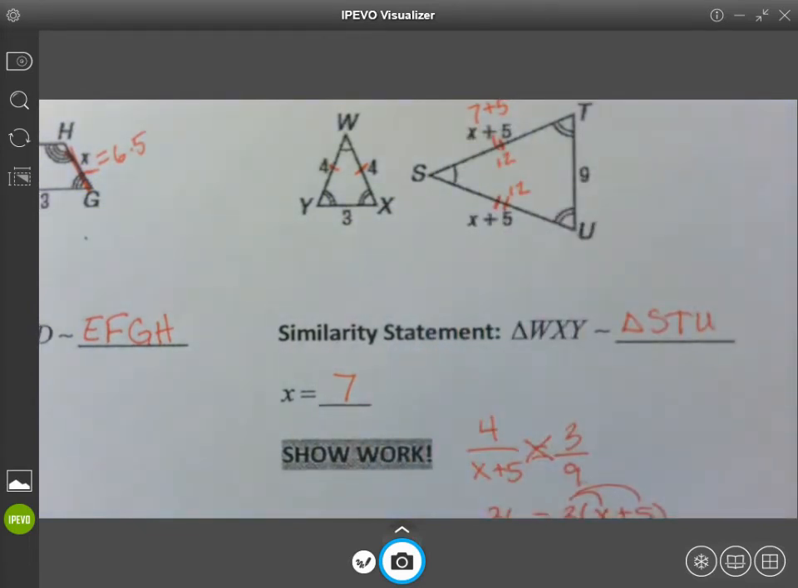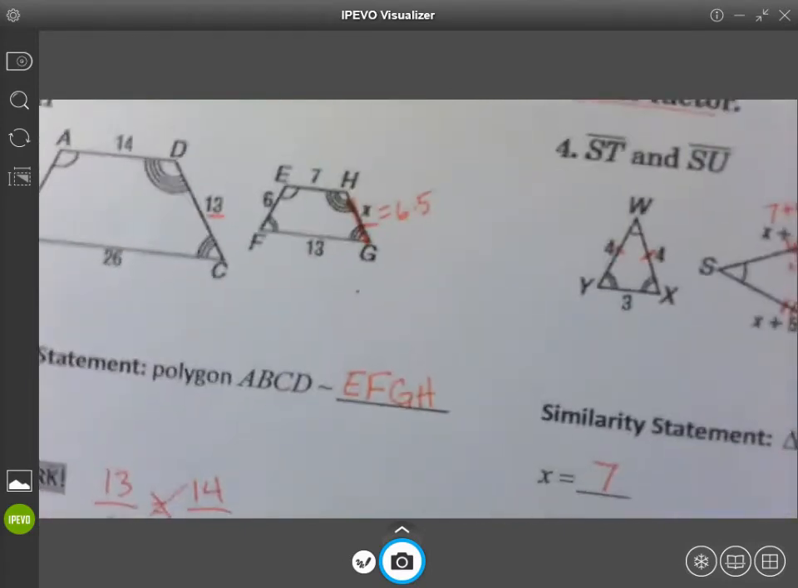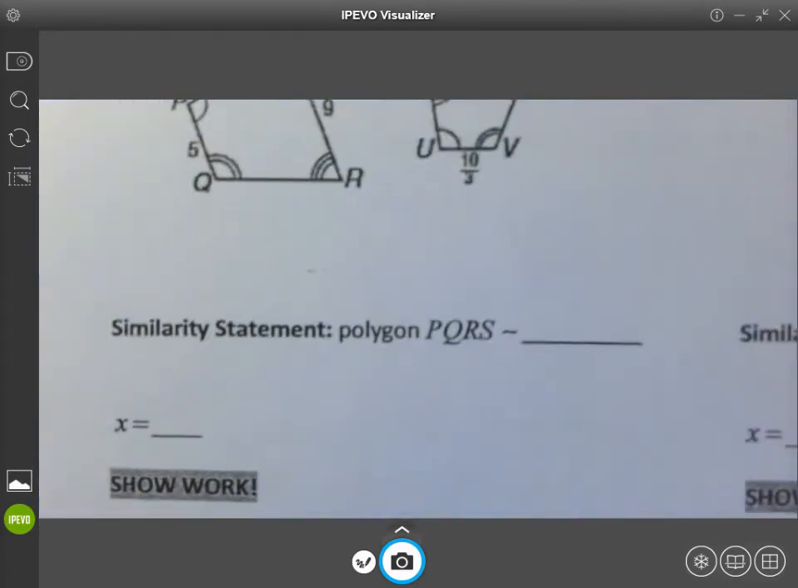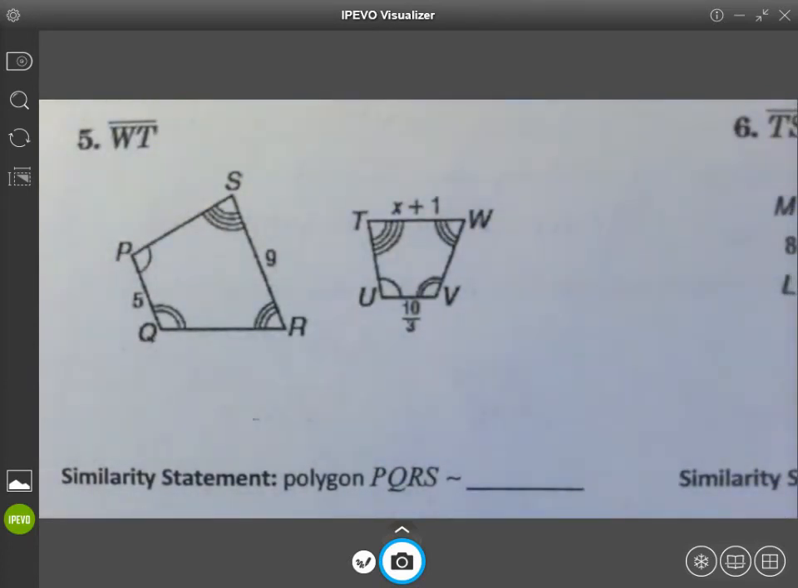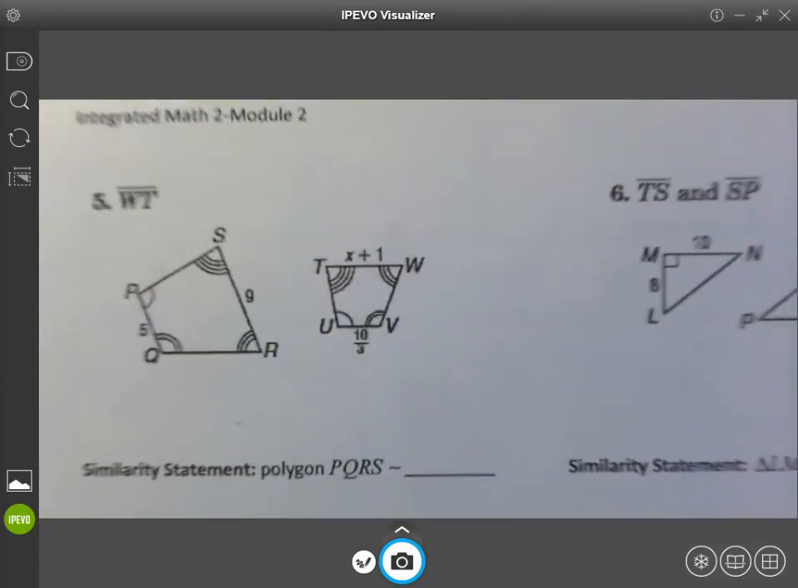All right, so let's go ahead and flip it over. We are doing the same thing on these two examples. So I'm going to go ahead and ask you to pause this video and try these two examples here.